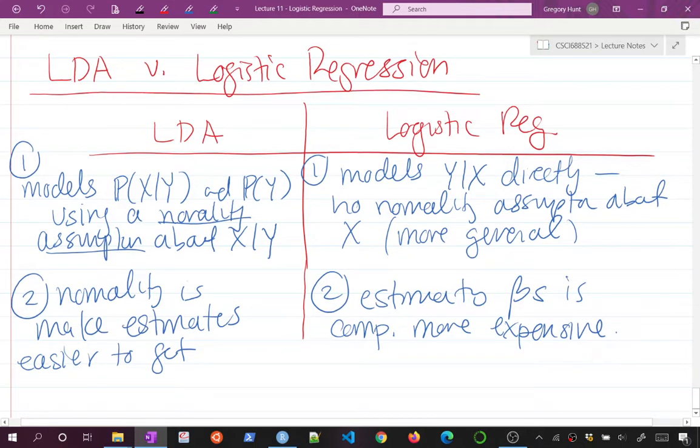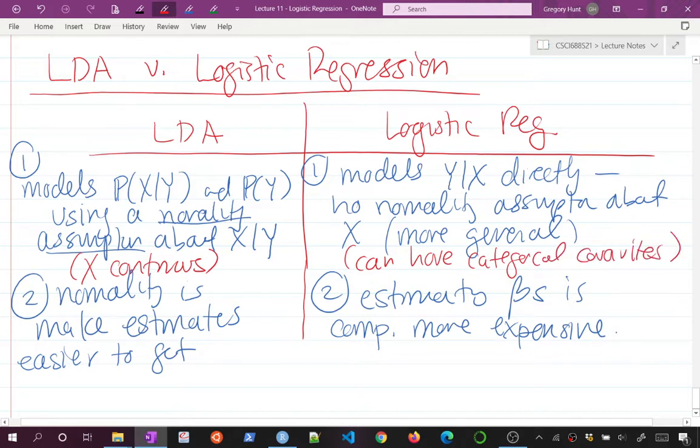So theoretically, for LDA, you have to have some assumption of the class conditional distribution, this normality assumption. So what does that say about the x's? The x's theoretically should be continuous, right? Because if class conditionally the x's are normal, that's a continuous distribution. It doesn't make sense to have covariates that are categorical. On the other hand, logistic regression makes no assumption about the x's, and therefore you could have, say, binary or categorical x's, just like you can in regression.